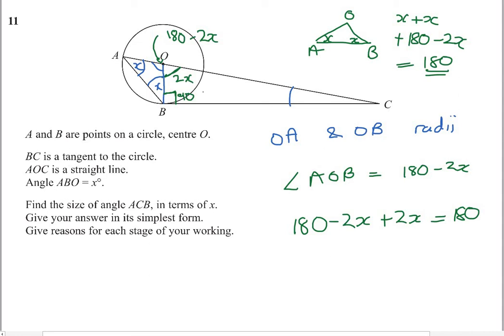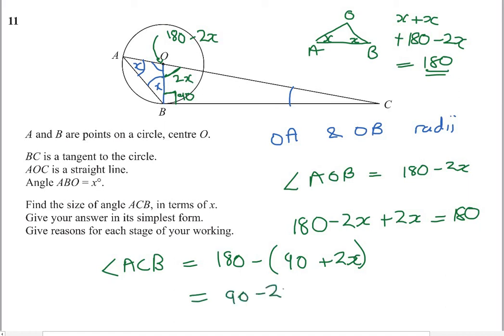So angle, again, we know the angles in this triangle, OBC, need to add up to 180. So angle ACB, the one we're looking for, equals, well, it's 180, take away the sum of the other two angles, 90 plus 2x. Okay, simplifying this, we're just going to get 90 take away 2x. So, maybe give some reasons, these two are radii, that's fine. This angle is 90 as BC is a tangent.